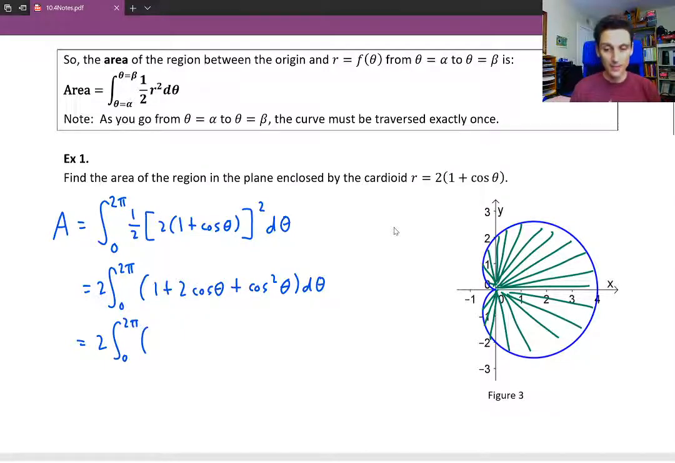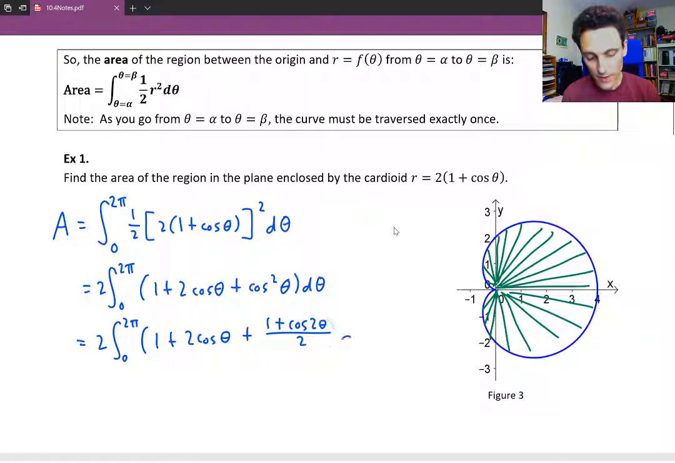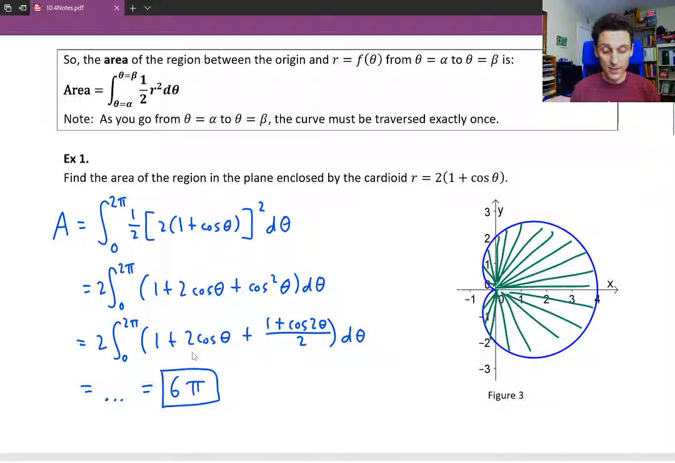Now the 1 you can handle, the 2 cosine theta you can handle. The cosine squared you want to lower the power of before you integrate. So 1 plus 2 cosine theta, and then you have plus (1 plus cosine 2 theta) over 2, using the power lowering formula. And then from here you can take it away, and you end up getting something like 6 pi. So I encourage you to try that integral just to keep your integration skills fresh, and make sure that you get 6 pi at the end.